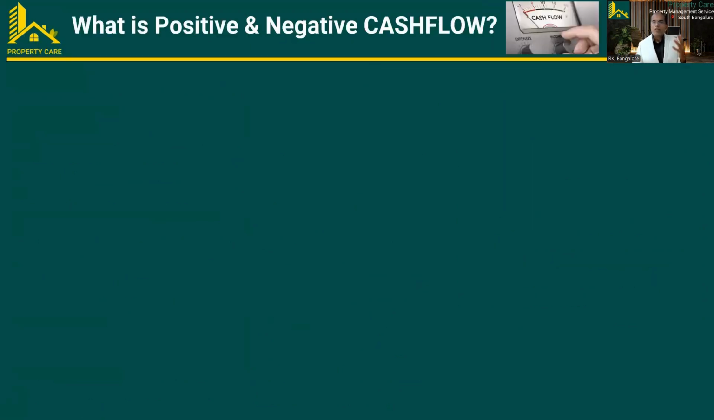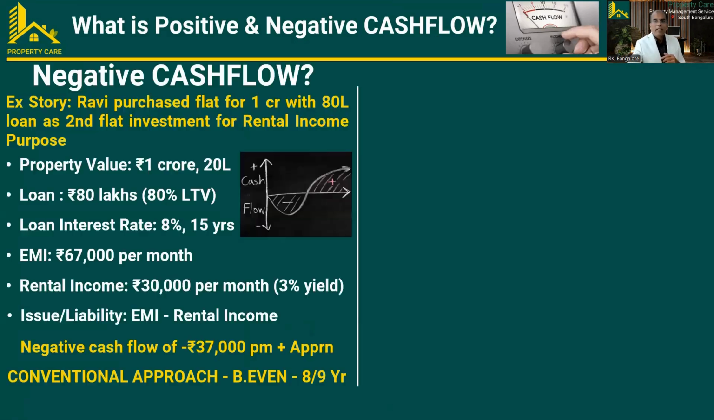So what is positive and negative cash flow? Last week I put out a separate video on that and explained it. Just a quick review: Ravi is getting into a loan, an 80% loan, with a 67,000 EMI, and he is getting 30,000 in return. So eventually he'll be paying from his pocket 37,000 per month, which is the negative cash flow.